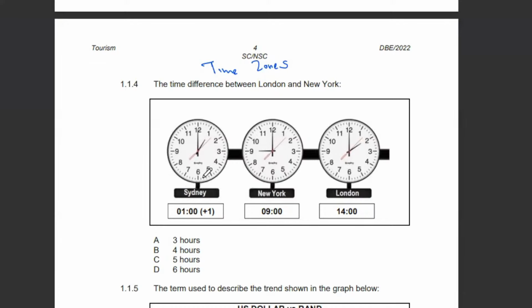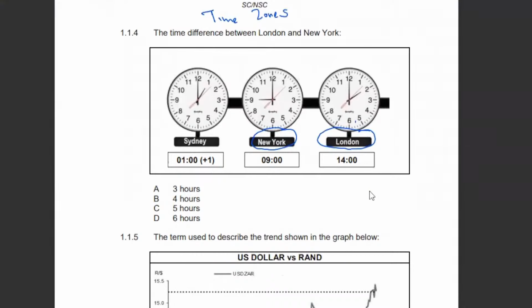If we go back to our question, you find that our question does not include anything to do with Sydney. So for the meantime, we leave Sydney out. We move on to the second clock. If you look at the second clock, that's where you see there's a description written New York below it. So we are interested in the second image. Then if you look at the third image, it is actually written London. So we are also going to make use of that image. Then the question requires us to calculate the time difference between London and New York.